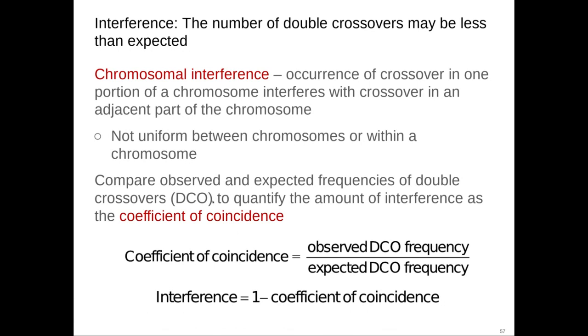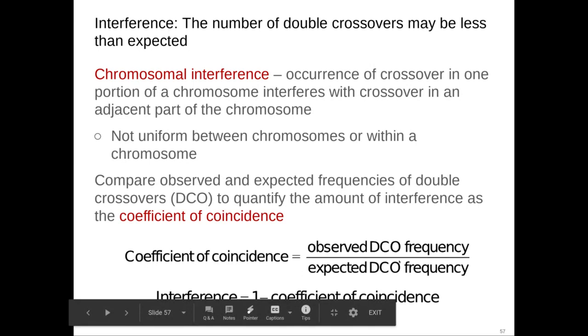Now, what we do is compare the observed and expected frequencies of a double crossover, so DCO, which is a cool little acronym, to quantify the amount of interference as what we call the coefficient of coincidence, which is actually kind of an interesting mathematical expression, and we'll get to why in a bit. The coefficient of coincidence is simply denoted as the observed DCO frequency divided by the expected DCO frequency. So the interference is 1 minus the coefficient of coincidence.